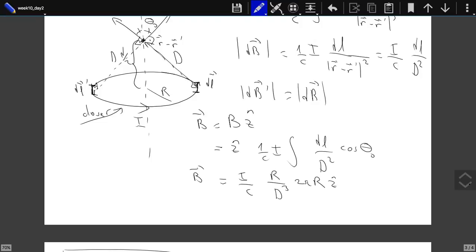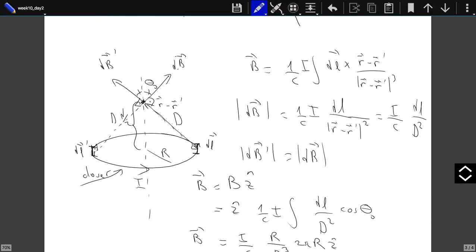Well, there is one D squared from the expression for the magnitude of dB. Then I have to multiply it with cosine of theta. And you see, this angle over here is also theta. So cosine of theta is R over D. So that gives me another D.